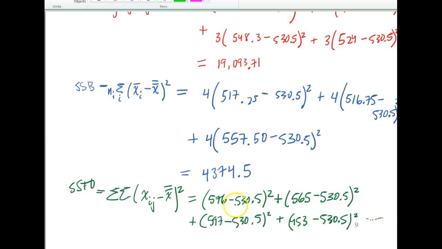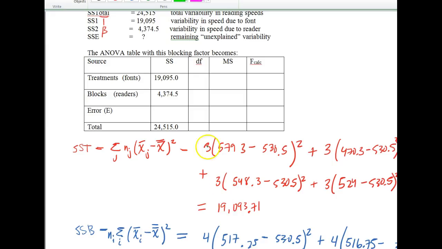So we're going to have 12 of these squares, and then this is eventually going to equal out to 24,515. So we scroll up. Okay, so they got exactly what I got, which is good. I just didn't want to show all the math. You guys get how to do it. Okay, so 24,515.